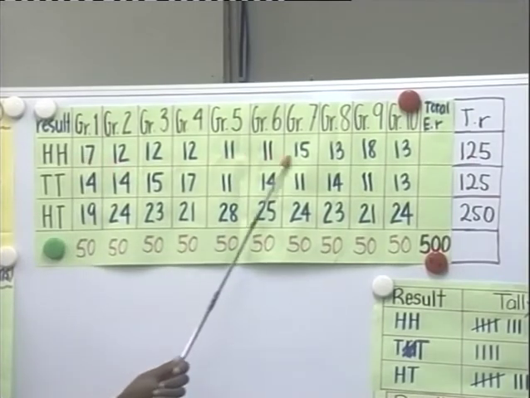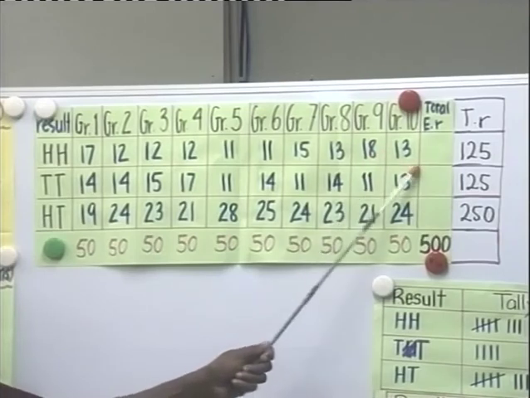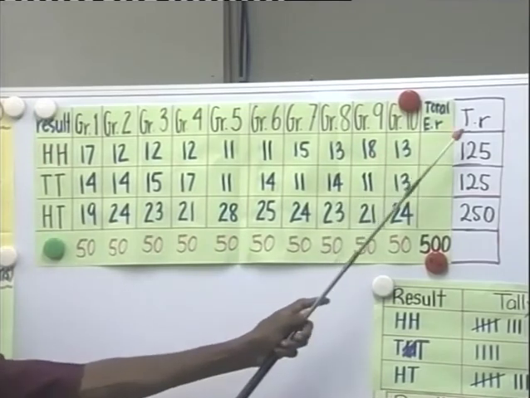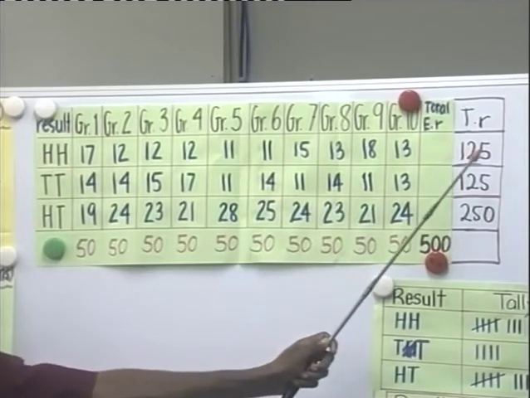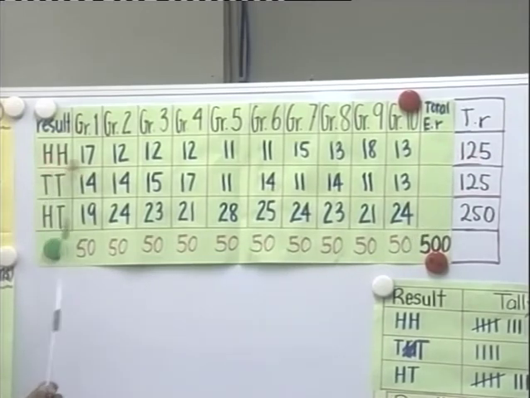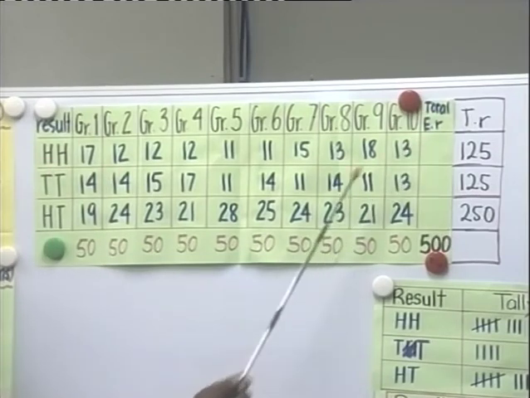So this is the experiment result which you are calculating for head-head. Theoretical result, the head-head is 125. What will be your experiment result for head-head? So have that in mind.